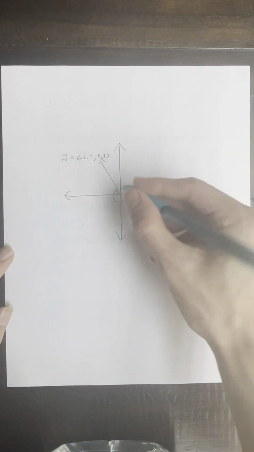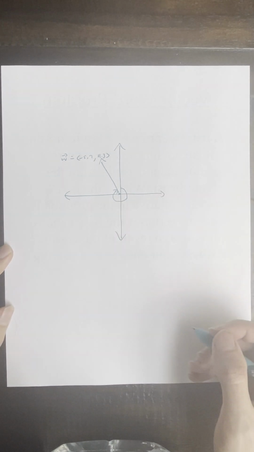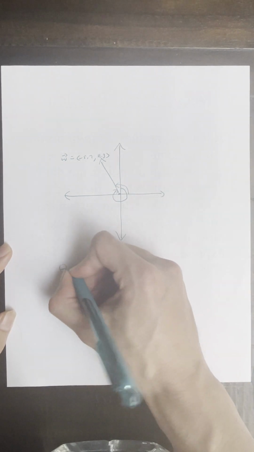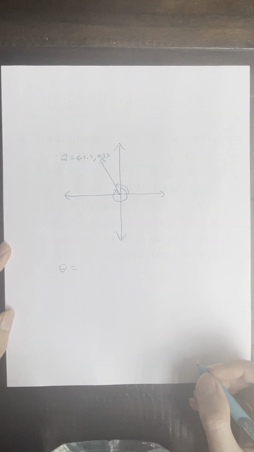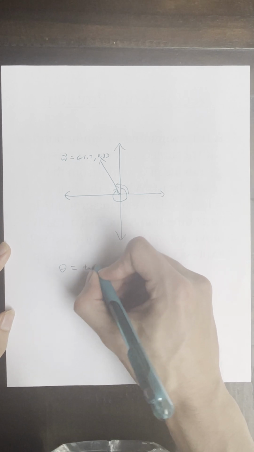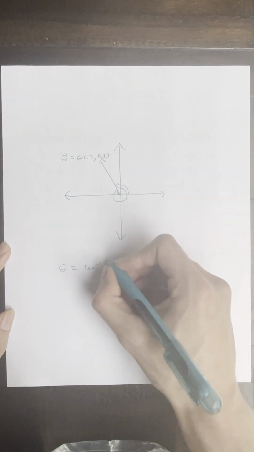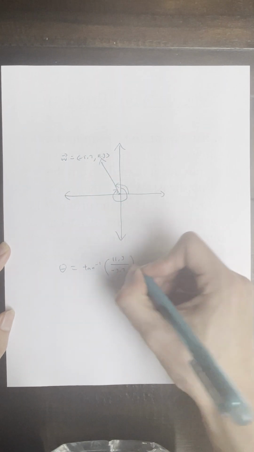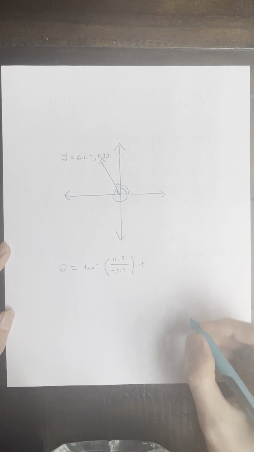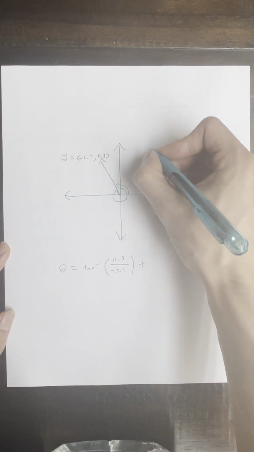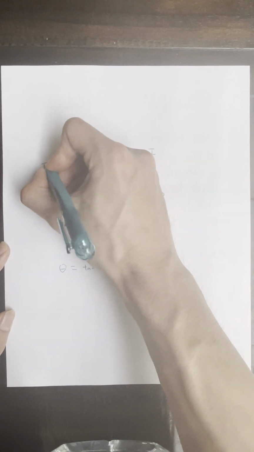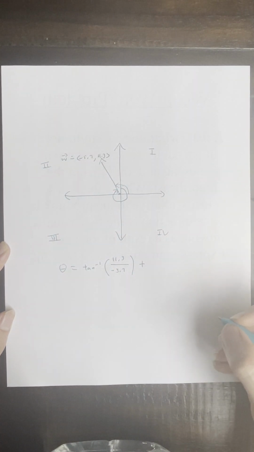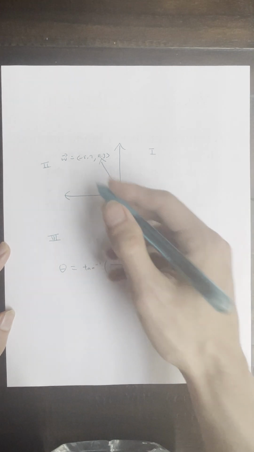Okay, so we don't know how to find this angle, but what angle do we know how to find? We can find this angle. And what's the formula for that? It's going to be arctan of y component divided by x component. Do we need to add something at the end? What quadrant are we in? So quadrant 1, 2, 3, 4. Okay, so we're in quadrant 2.